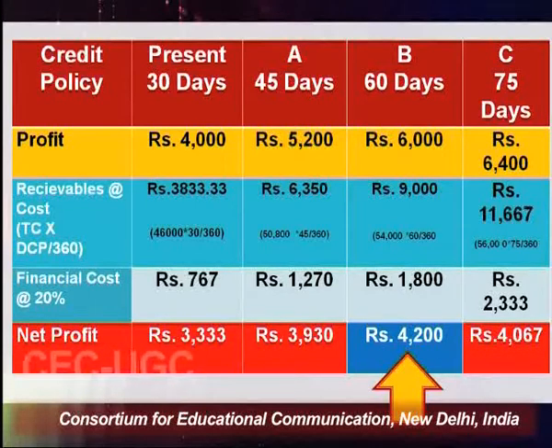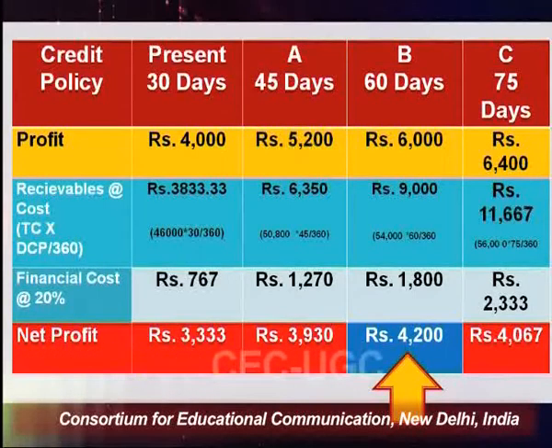For option A, that is for 45 days, the profit which was 5200 is now 3930. For option B, the profit which was 6000 has now become 4200. And for the last option, the profit which was 6400, the net profit becomes rupees 4067. So my dear students, you can very easily have a look at this statement: if we don't consider the financial cost, option C or policy C of credit should have been chosen.